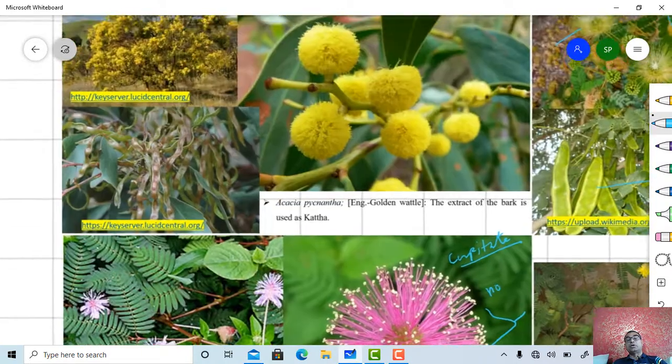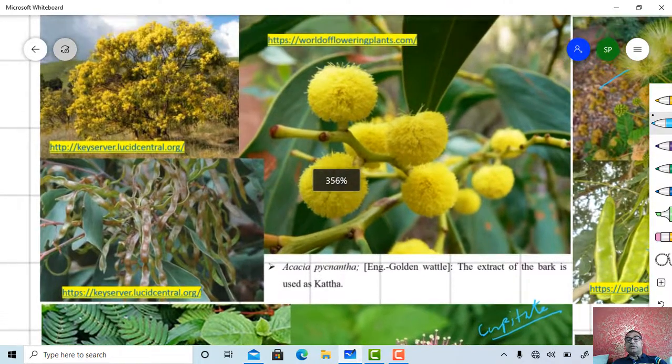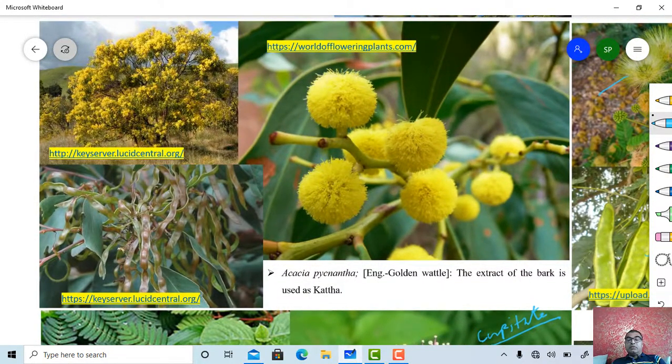Then this one plant is an Acacia pycnantha. This one is called golden wattle, and the extract of the bark is used as katha. So this is a completely flourished plant. Okay, this is the habit of the plant, and totally it looks yellowish in color due to the presence of such a type of inflorescence. And these are the pod type of fruits which are present in Acacia pycnantha.